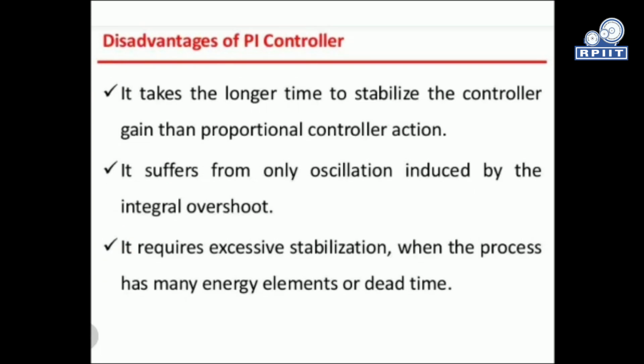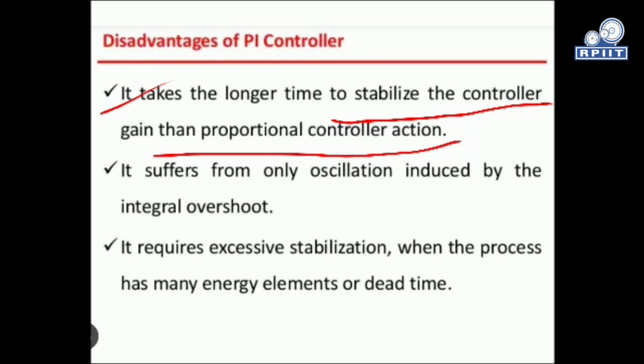If we talk about the disadvantages, it takes a longer time to stabilize the controller gain than the proportional controller gain. The proportional gain and controller gain are fast, but this gives a more stable system and less error, so it takes time to stabilize the integral controller gain. It suffers from oscillation induced by the integral overshoot.